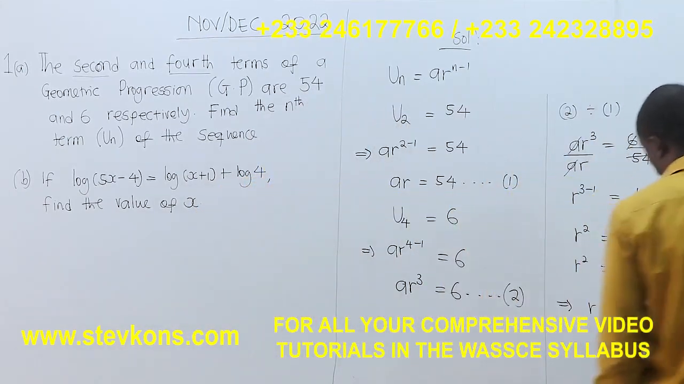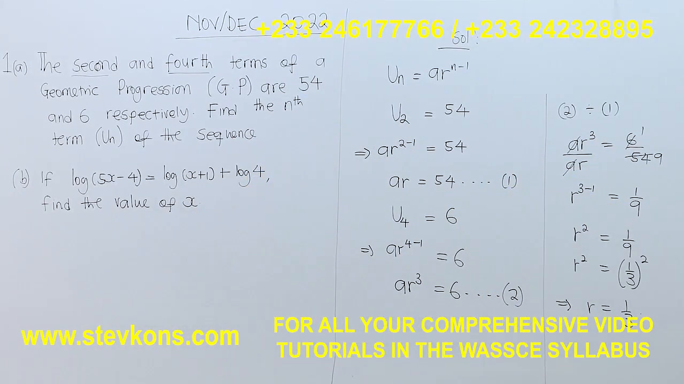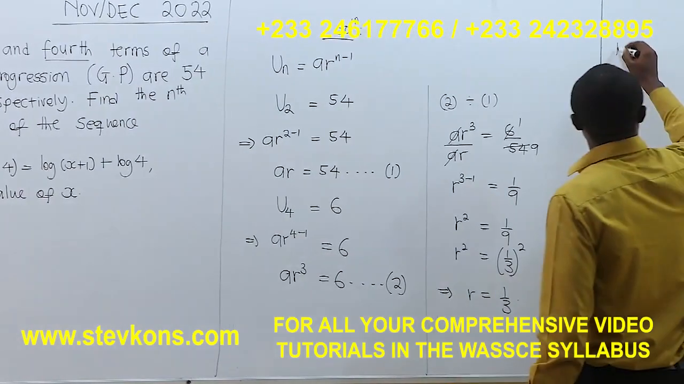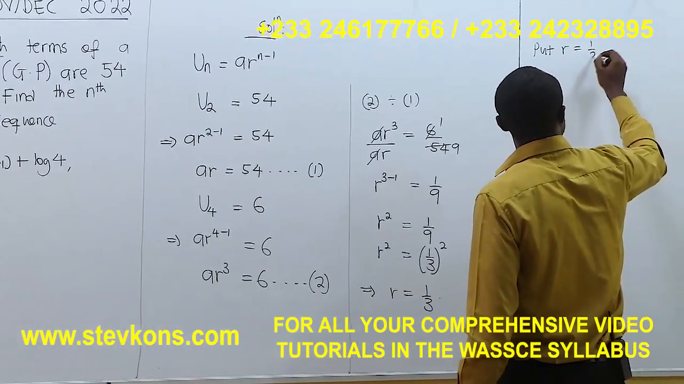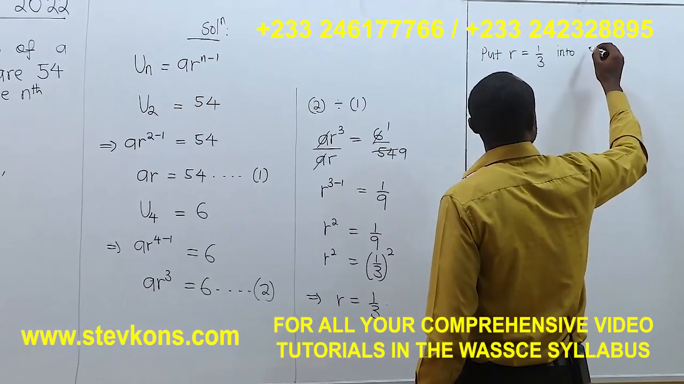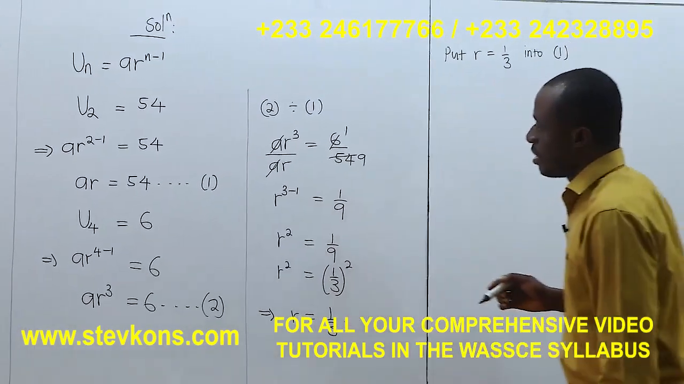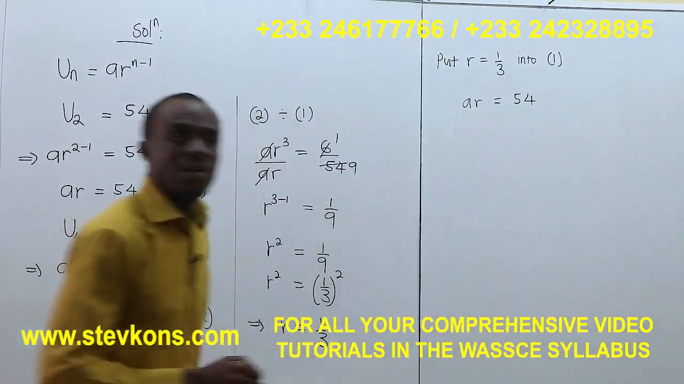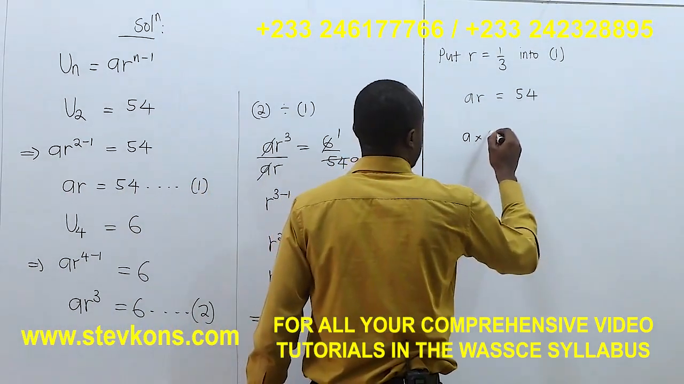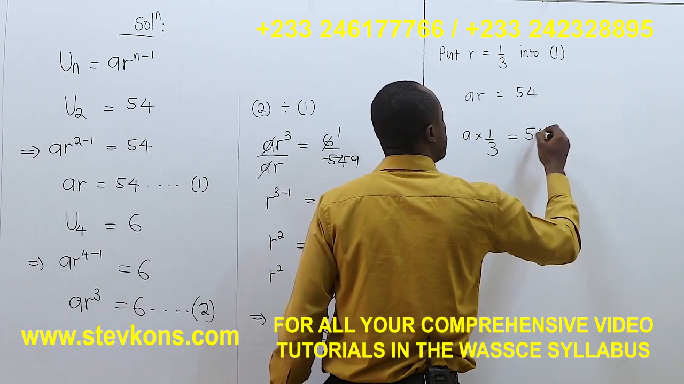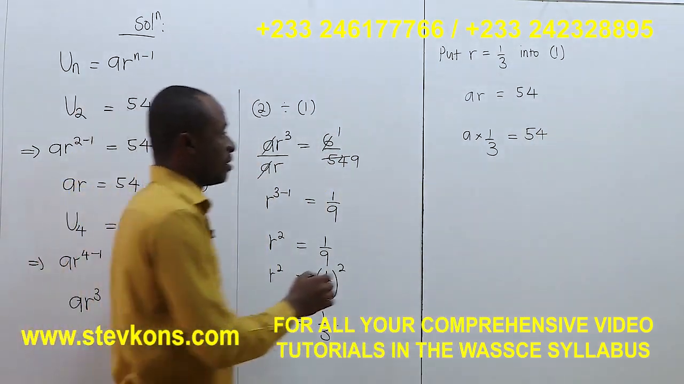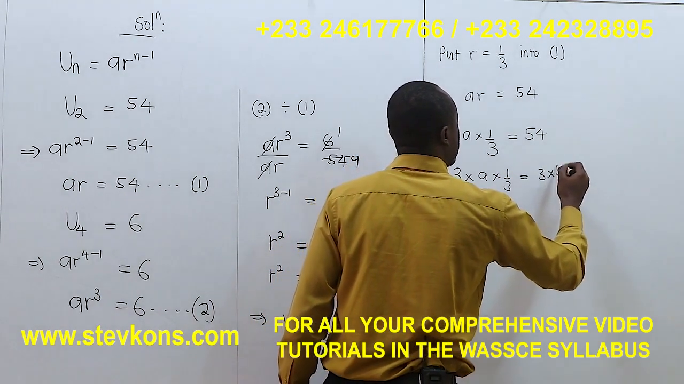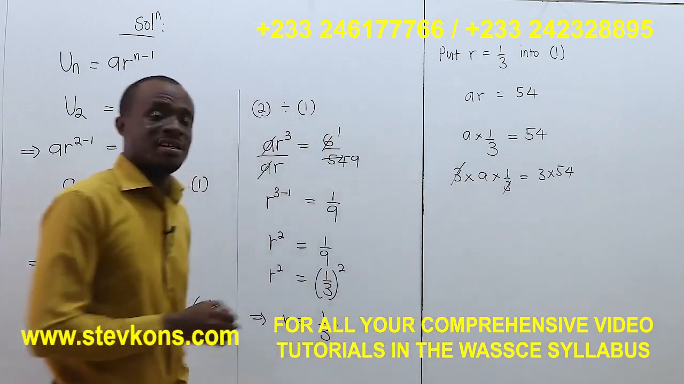Now, let's see. So we have our r now. We want to find the first term. You can either put it in equation 1 or equation 2. I want it to be in equation 1. So we can say, put r equal to 1 over 3 into equation 1. What is equation 1? Equation 1 is ar equal to 54. In this case, we have our r to be 1 over 3. So you have a times 1 over 3 equal to 54. LCM is 3. So clearly 3 times a times 1 over 3 equal to 3 times 54. Now this 3 is cancelling out that 3.